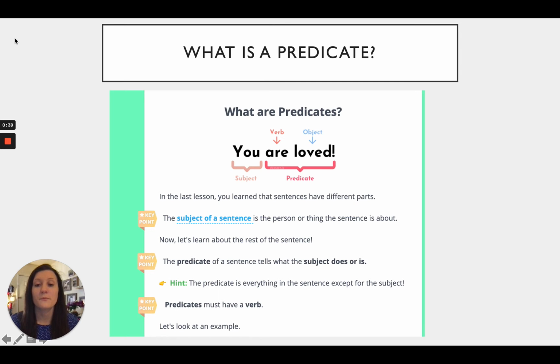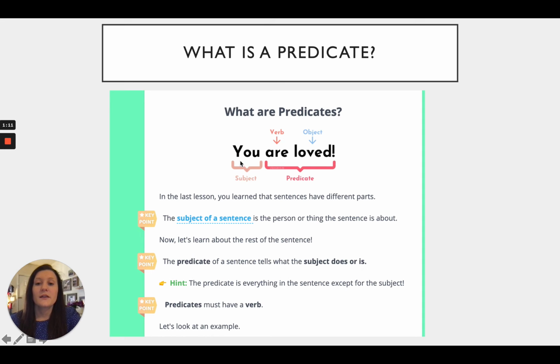sentence is about. The predicate of a sentence tells what the subject does or is. And here we have a little hint that the predicate is everything in the sentence except for the subject. And another key point is that predicates must have a verb in it. So up here we have the example of you are loved.